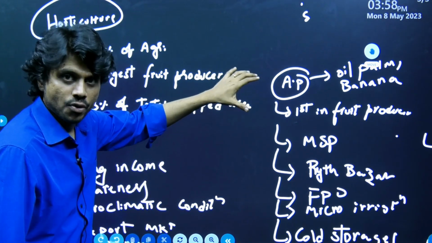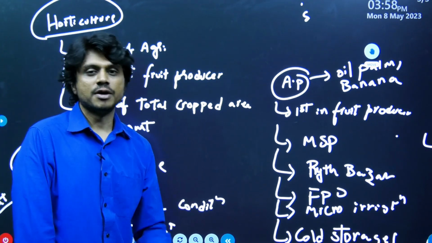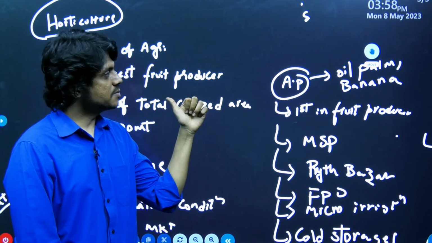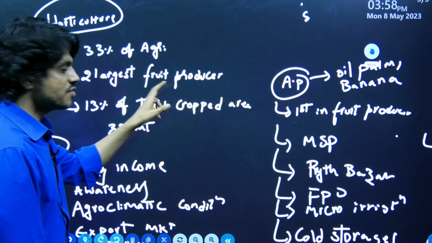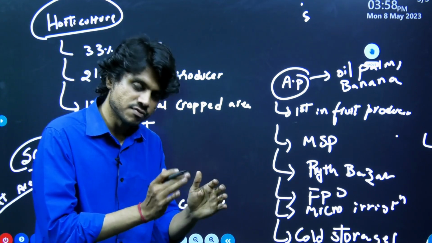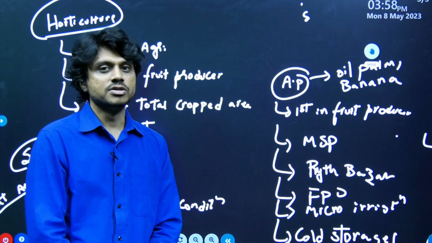Let's learn a little bit more on horticulture. We are talking about doubling of the farmer's income. Horticulture plays a very important role in doubling of the farmer's income. The amount of area needed for horticulture is very small, but the returns it can give are very good.